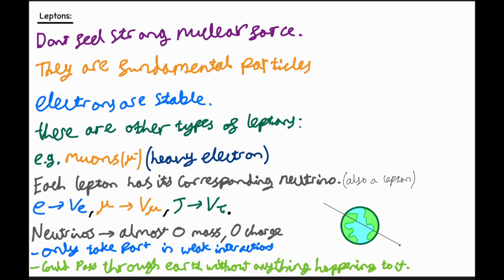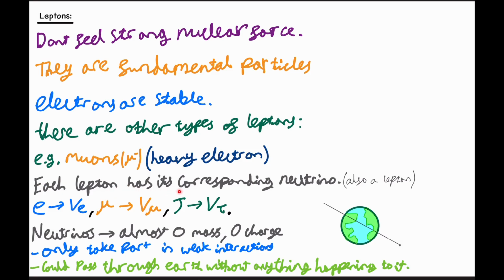And now let's move on to leptons. Now we've done hadrons, we can move on to leptons. So leptons actually don't feel the strong nuclear force, so only hadrons do. And these leptons are actually fundamental particles. For example, an electron is a type of lepton, and the electron is a stable lepton. But there are other types of leptons, for example, muons, which is similar to a heavy electron, so it's just an electron with more mass.